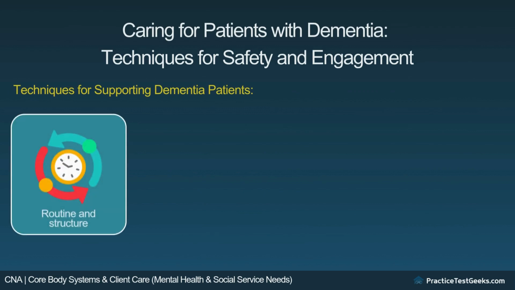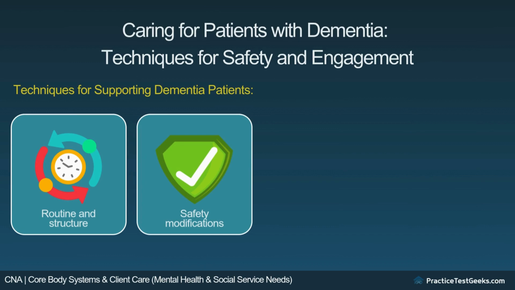Routine and structure. A consistent routine helps reduce confusion and anxiety. Ensure regular meal times, medication schedules, and sleep routines. Safety modifications. Ensure the environment is free of obstacles or hazards. Use safety devices like bed alarms to prevent wandering.